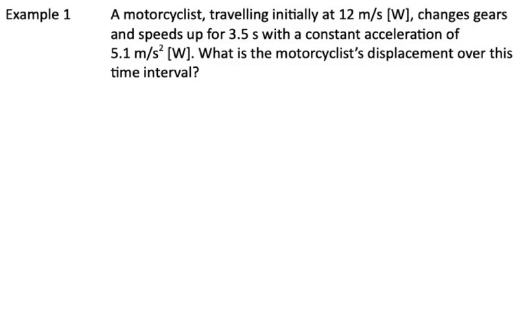So in order to do that well, the first thing we need to do is define the variables, everything that we're given in the question, and everything that we need to find. So we have a motorcyclist traveling initially at 12 meters per second west. That is a velocity, and it's initially, so that would mean that it is VI.